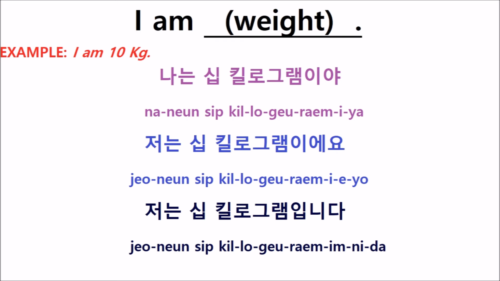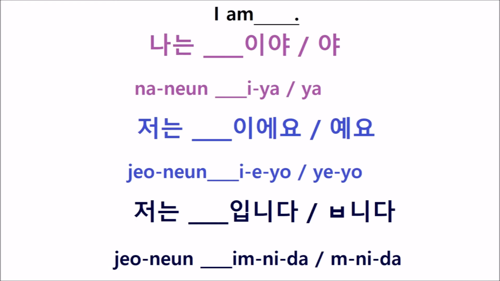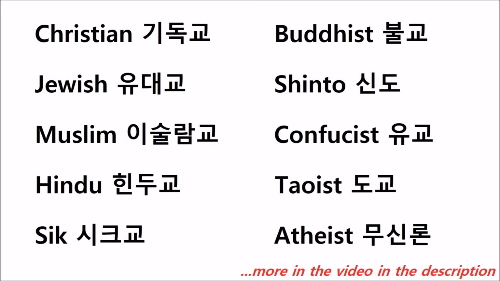And here's a list of some major world religions. There are more in the video linked in the description, and he pronounces them too. So just use these words to fill in the blank of our sentence. Interestingly, the name of the religion and the name of the person who practices the religion are the same in Korean. For example, Gideokyo is both Christian and Christianity.